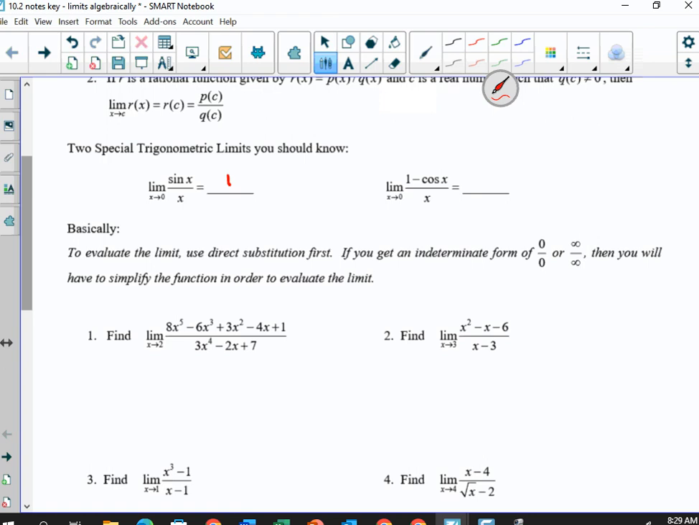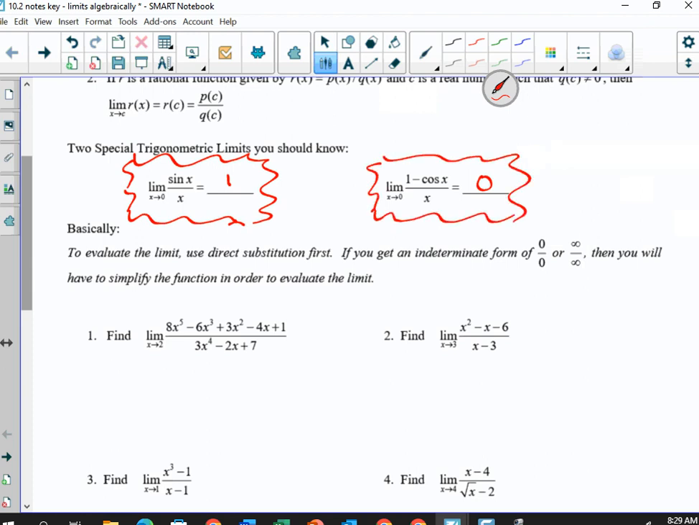And the other trig one we need to know is 1 minus cosine of x over x as x approaches 0, that one is 0. Okay, so those two, file them away in your brain. I'll show you where they'll come into play later.